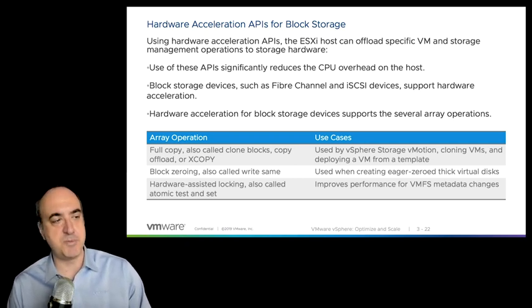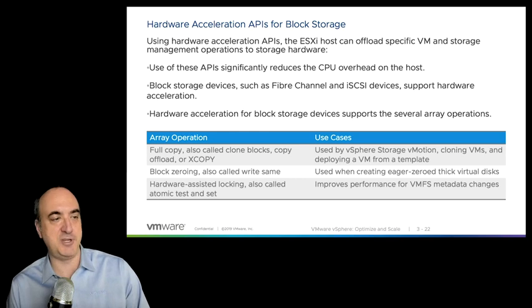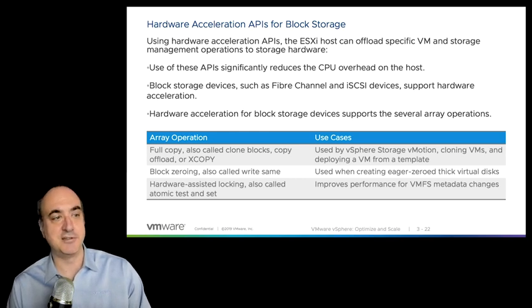Right, so those are three primitives, usually known by several names. The first one is known as full copy, also known as clone blocks, sometimes known as copy offload, or sometimes simply known as xcopy, right? So several definitions here, but basically what it means is the array is able to perform a LUN-to-LUN copy without interfering or involving the ESX server.